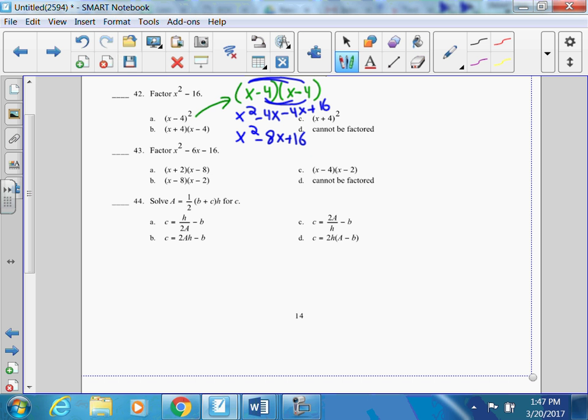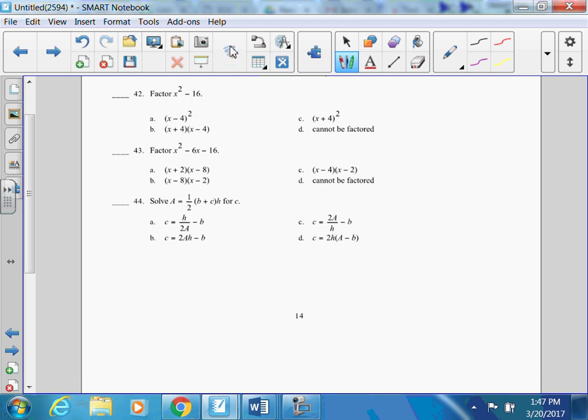And now, that's obviously not the same thing, so A is not going to be your answer. And I think you're going to run into the same problem with C. You're going to end up with 3 terms, and that just isn't going to be your answer.